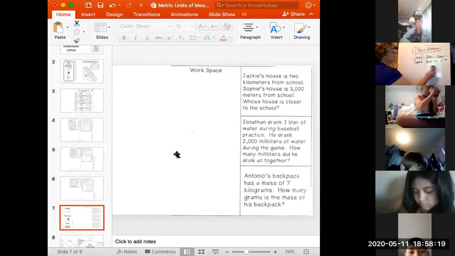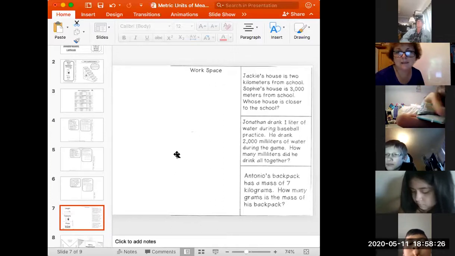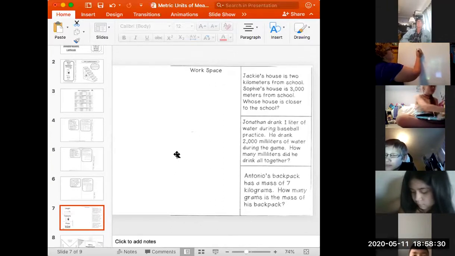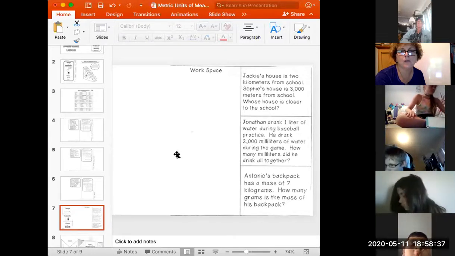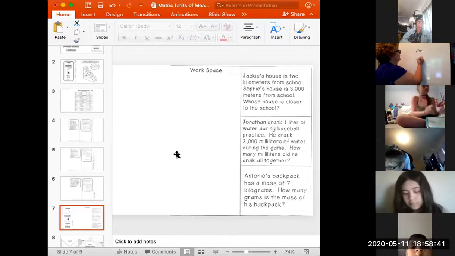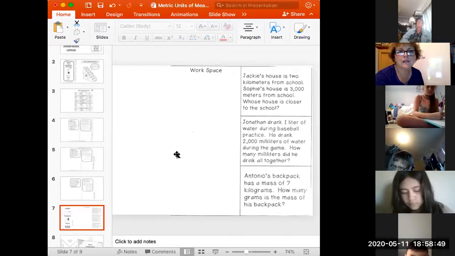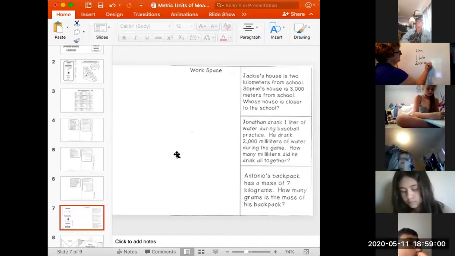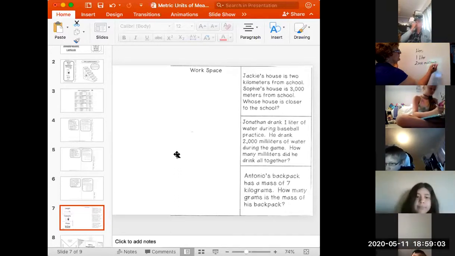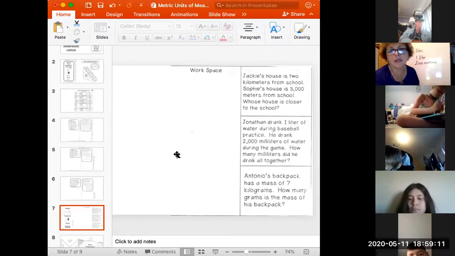All right. So let's look at the next one. For this one, we're talking about capacity. Capacity is talking about liters. It says Jonathan drank 1 liter of water during a baseball practice. So he drank 1 liter during baseball practice. He drank 2,000 milliliters of water during the game. How many milliliters did he drink altogether?